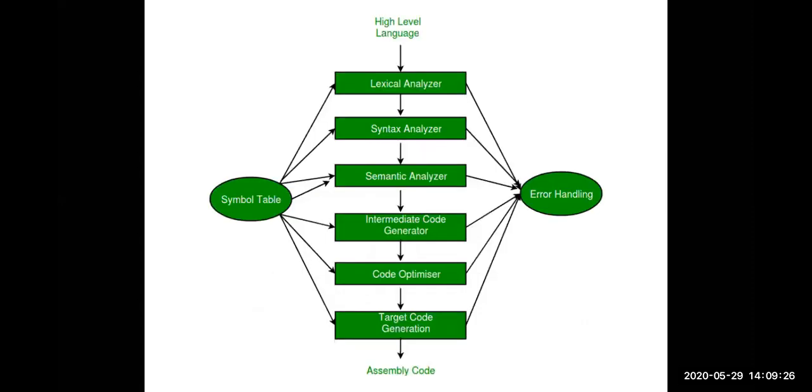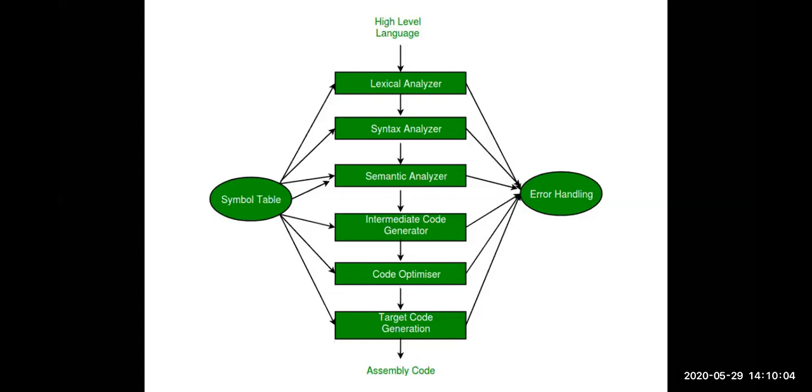When we come to the total process of compilation, it is divided into six phases or six steps, whatever we call them. The first phase is lexical analysis. The second phase is syntax analysis. The third is semantic analysis. The fourth is intermediate code generator. Next, code optimizer. The last one is target code generation. These are the six phases in the process of compilation of a program. Whenever we compile a program, the process has six phases.